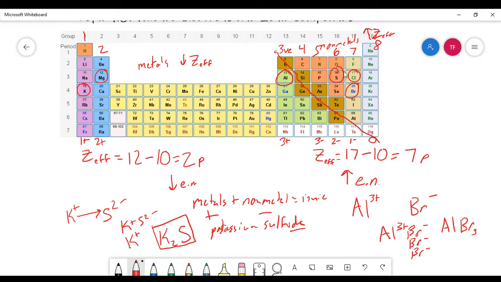The charges are due to gaining electrons, like the nonmetals, or losing electrons, like the metals, due to the low effective charge or high effective charge of the element. And elements in the same family have very similar reactivities due to their similar charges. So that's where I'm going to stop.